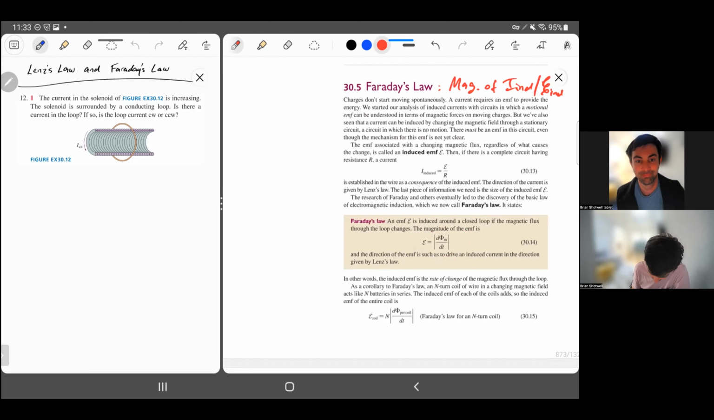Anyway, this formula is used to find the magnitude of the EMF. Sometimes other books will write that the induced EMF is minus d flux dt. So this formula captures the direction and the magnitude.